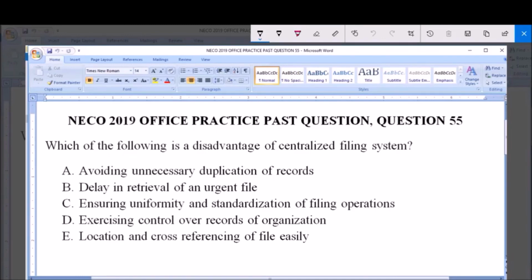Okay, so we are asked to pick an option which is a disadvantage of centralized filing system. Now, what is a centralized filing system? Like we know, there are two types of filing system. We have the centralized filing system and the decentralized filing system. But this question is concerned with the centralized filing system.